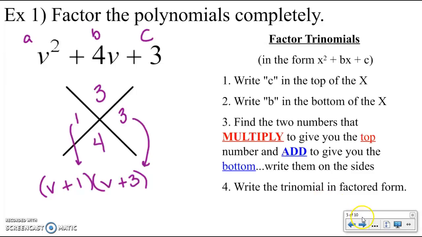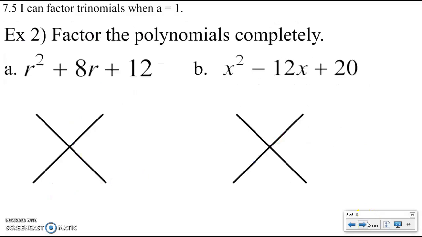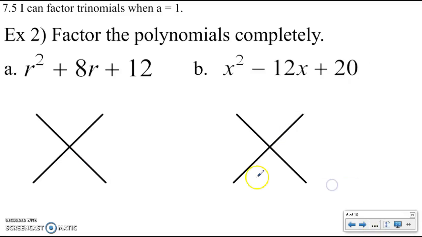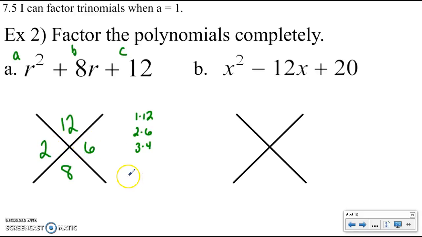Let's go ahead and try a couple more problems. So the next problem we're going to do is very similar, just different constants and coefficients. So again, we have our a, our b, and our c. And we're going to put our c on top, so positive 12, and our b on bottom, so positive 8. And we're going to find two numbers that multiply to give us 12 that add up to 8. So I know my factors of 12 are 1 times 12, 2 times 6, and 3 times 4. So if I compare those, the only pair there that adds up to give me the 8 is 2 times 6.